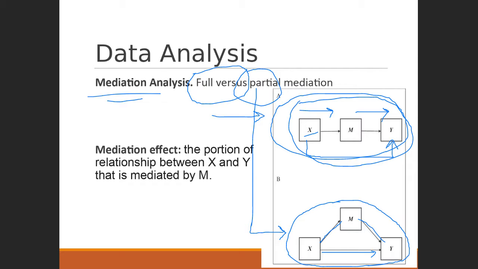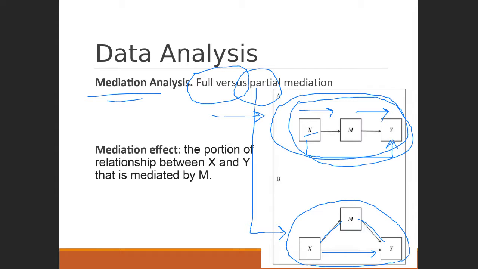Okay, so how do you calculate mediation effect? The mediation effect is measured by the indirect effect. Basically, it represents the portion of the relationship between IV and DV that is mediated by the mediator. For instance, people with higher incomes tend to live longer.